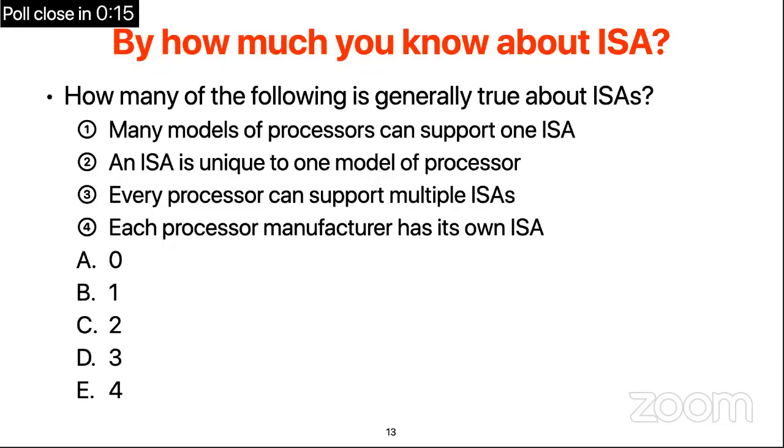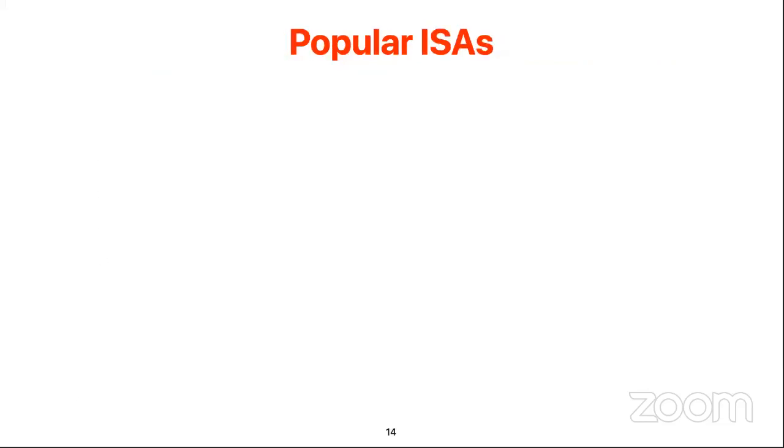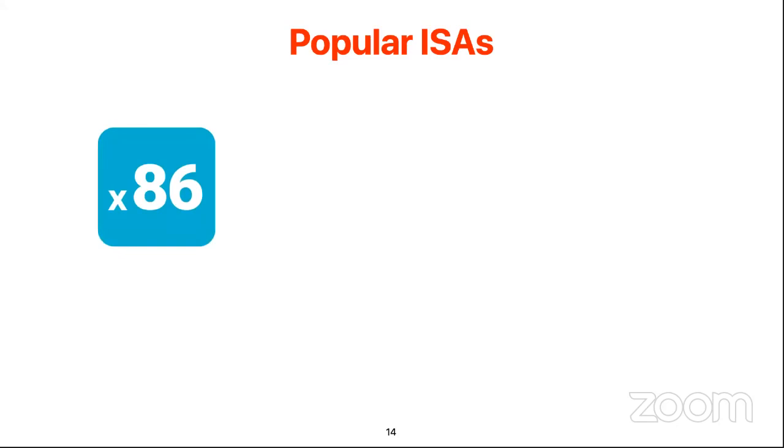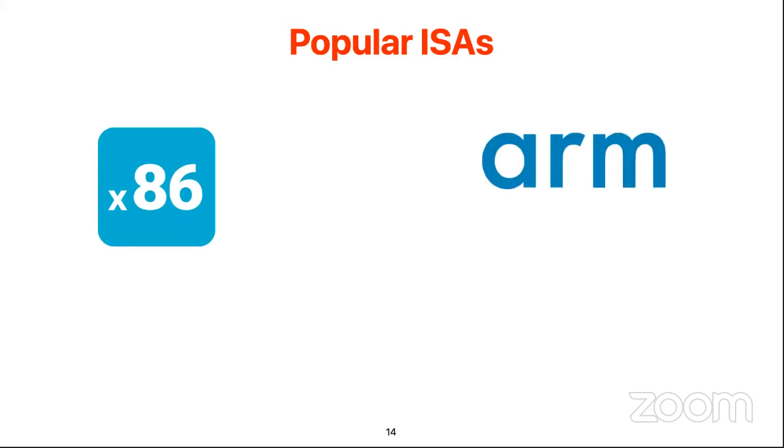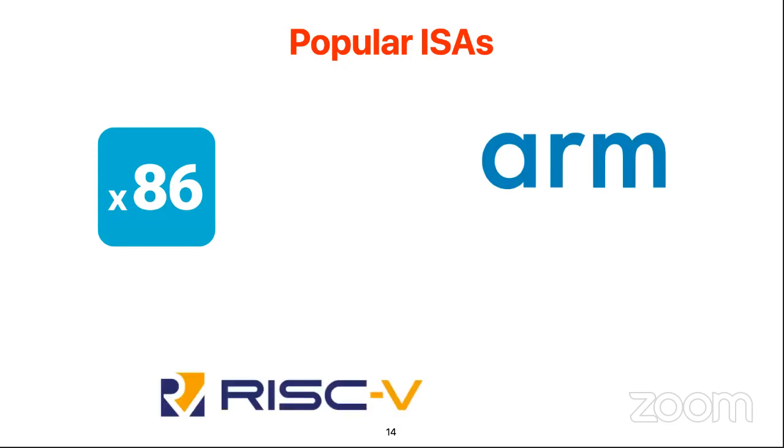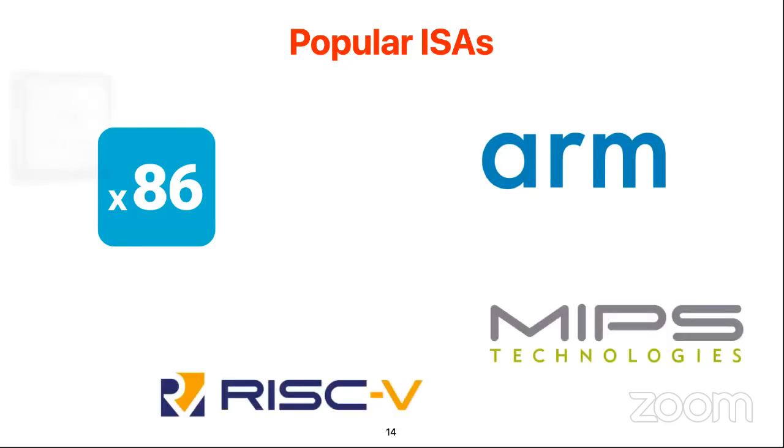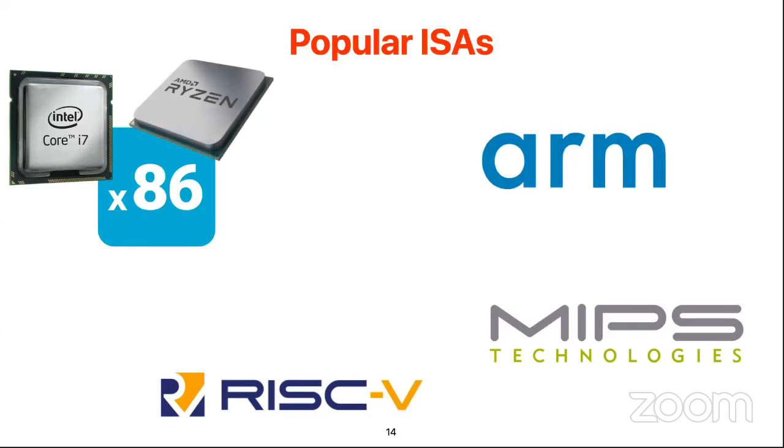So let's look at some real life examples. If we look at the popular instruction set architectures in real life, there are two big categories, x86 and ARM. There's also MIPS that we have in the textbook. For x86, there are Intel and AMD, right? So two companies have the same instruction set architecture.